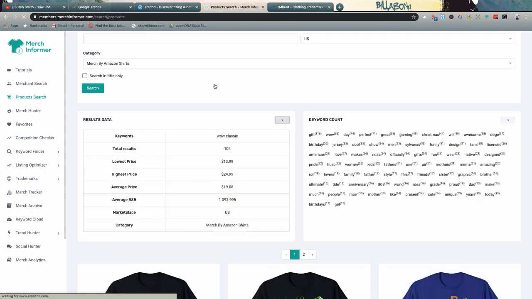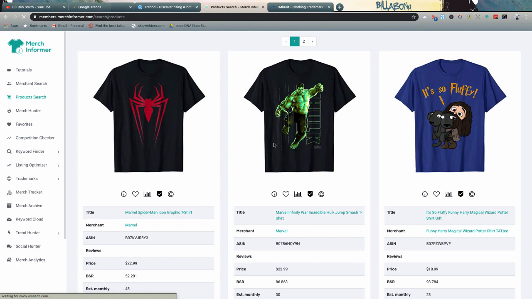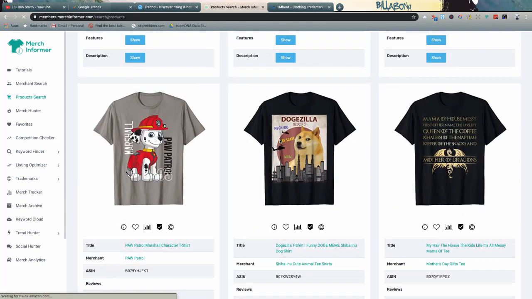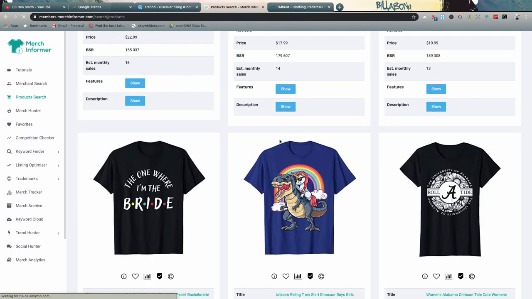Let's see if this will load up. And we can see here that there are 103 results for WoW Classic. The average BSR is 1 million, which is pretty good for a niche. And we can see all the related keywords as well. There's definitely a lot in here, like these are Marvel shirts we'd stay away from, but you guys get the idea. This is just one simple way that we can maybe find a niche that we would not have thought of, or something that people are starting to really search for.